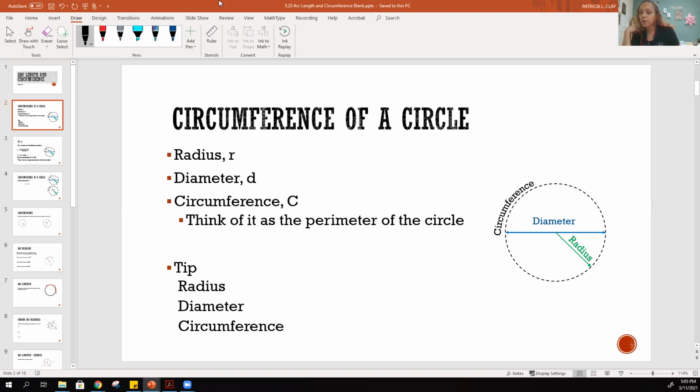So here's a little tip. Look at the letters: radius, diameter, and circumference. You notice radius has the fewest amount of letters, so it is actually the shortest distance. Next is diameter. It has more letters than radius, but fewer than circumference, so it is greater than the radius but less than circumference. And finally, the circumference has the most letters. It's going to be the biggest every time. So that's kind of like a little cheat sheet thing to help you remember sometimes.